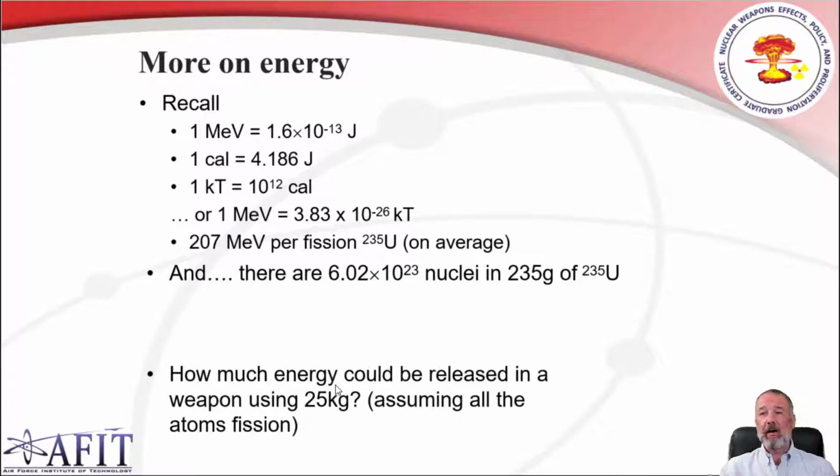So first we're going to look at our conversion factors. If we remember, going from MeV to joules, which I don't like to do, calories, which I don't use, kilotons in calories, again, don't use it, or the one that I actually use, which saves a whole lot of time, is the 1 MeV being equal to 3.83 times 10 to the minus 26 kilotons. Now, for this particular example, we're just going to go ahead and assume that all of that energy is useful. So we're going to use that 207. So let's go ahead and take a look at this calculation itself.